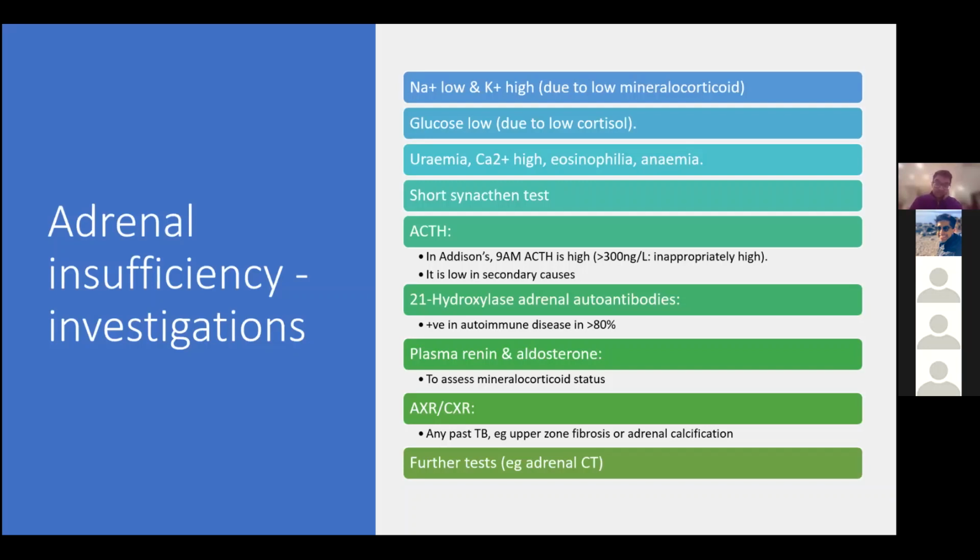You can do a chest x-ray and adrenal x-ray. This is because, again, going back to what I was saying before, the most common cause worldwide of adrenal insufficiency is actually TB. So it's good to have a look for any evidence of TB on these x-rays. And you can do an adrenal CT if you want to investigate further.